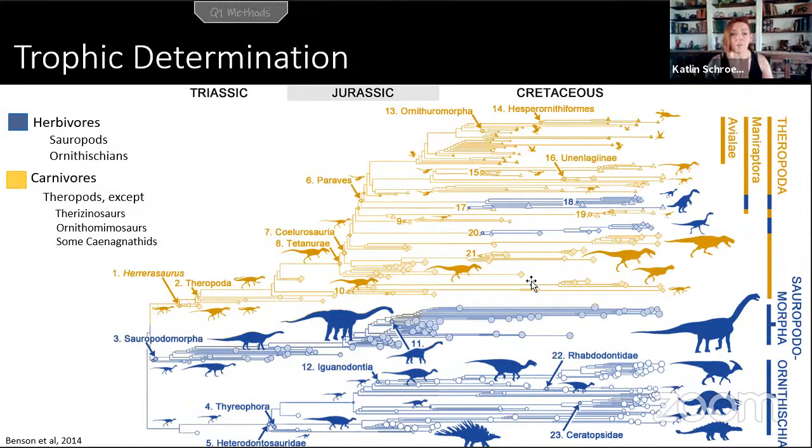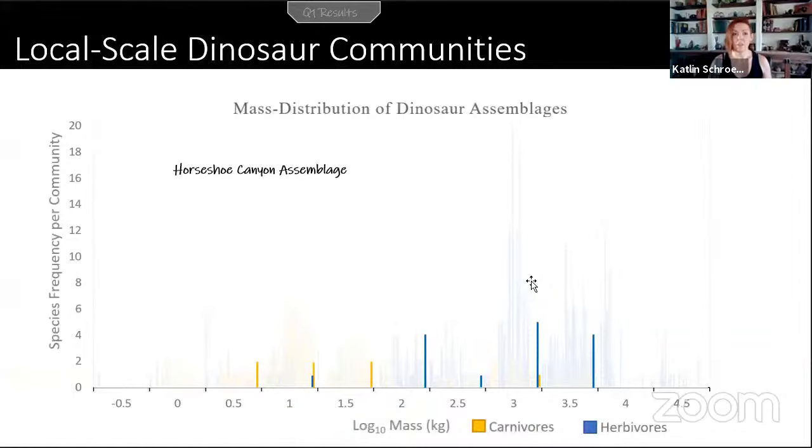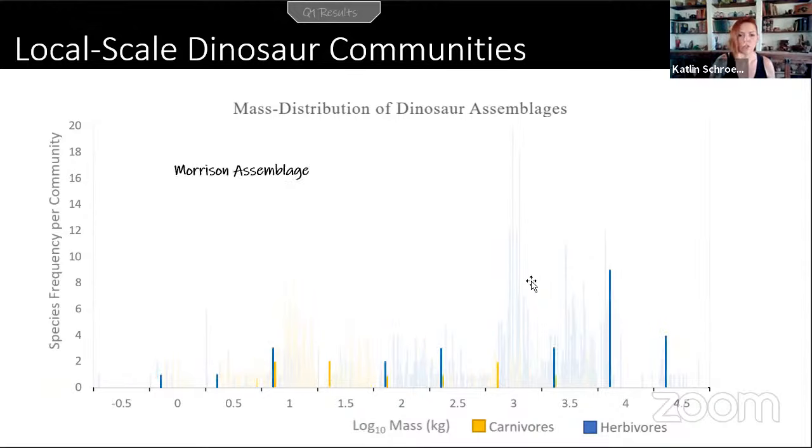So anyways, once we had all of that information collected for all of our species, we could finally map out histograms of body size, which look a little bit like this. So we have here dinosaurs in log 10 mass bins, or half mass bins, showing basically how many species within a community fall into a certain size category. So here we can see that we've got some herbivores in that 1,000 kilogram to 3,000 kilogram range, some carnivores in the smaller area. This is the Horseshoe Canyon, for example.